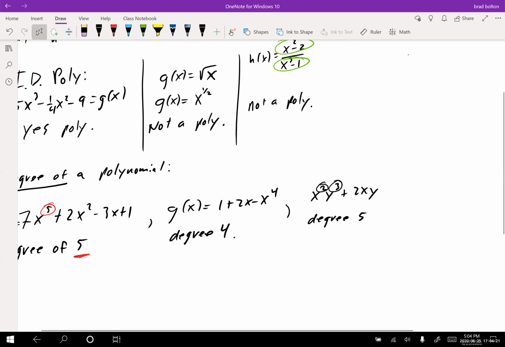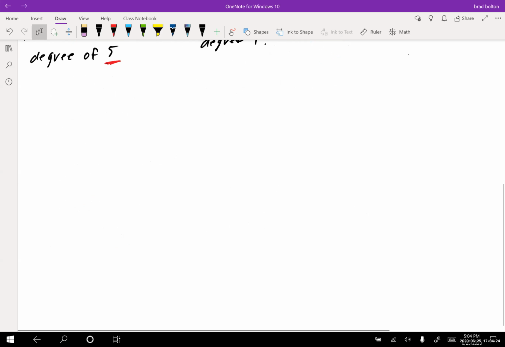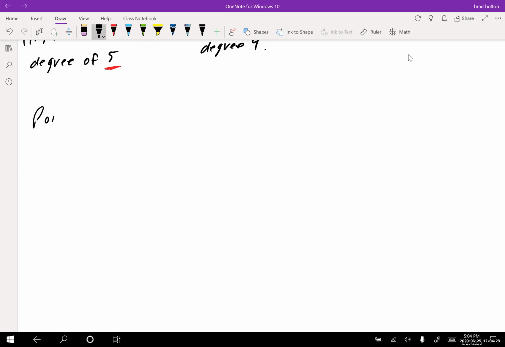Okay, so let's move on from there. One quick note, we're going to talk about this later on. So we have something called a power function.